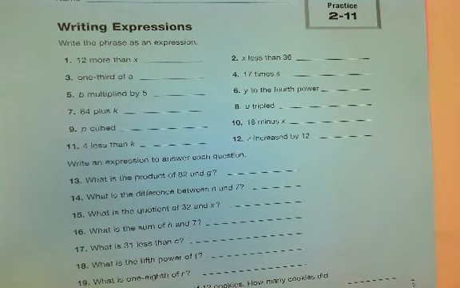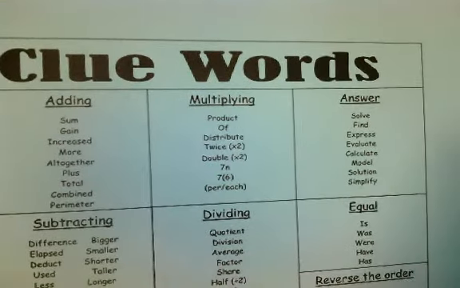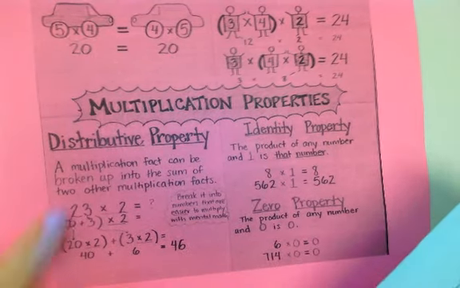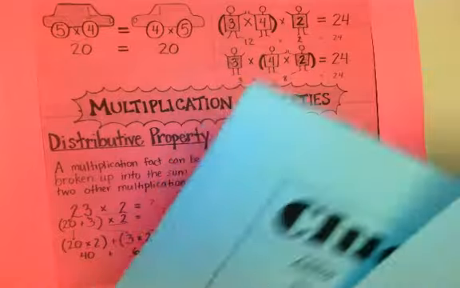So, right now, before you begin, you should have this writing expression practice 211. You should, of course, have a copy of your clue words. This is huge and very important for you when you're writing equations and expressions. And then you should also have this little guy right here, because we are going to talk about one of these main things on here, which is called distributive properties. So once you have all of these, we can begin.